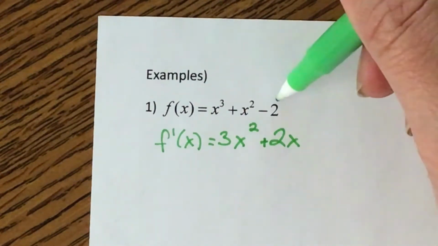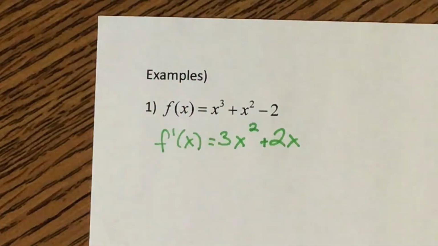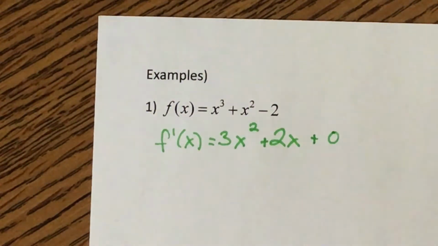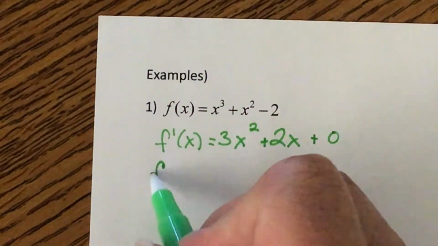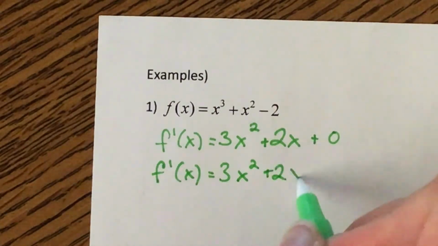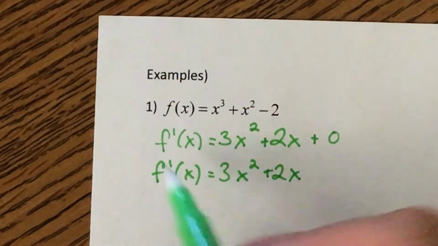Speaking of constants, negative 2 is next and the derivative of a constant is 0. So you can put plus 0 if you want, but then you really want to simplify it out to just 3x squared plus 2x. Okay, we don't really want that hanging out on the end.